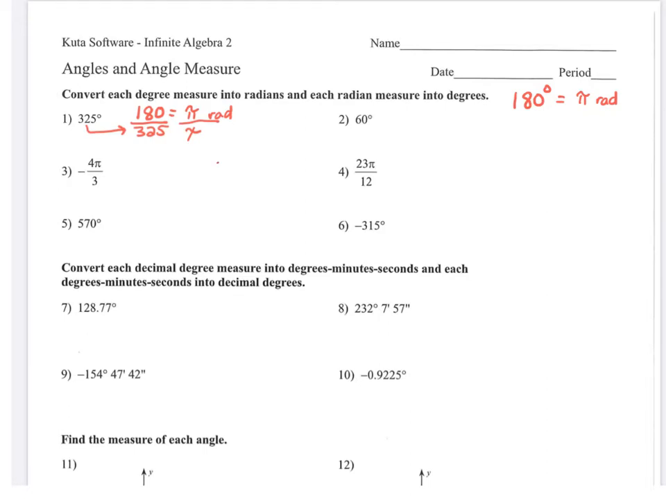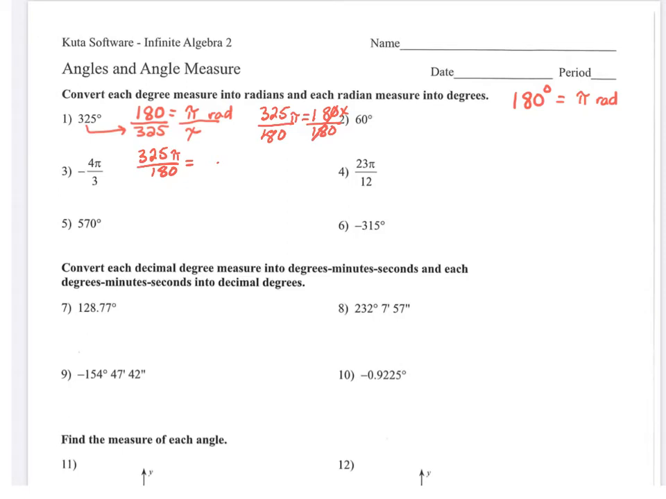So I'll do this right here. 325 times pi equals 180 times x. To solve this for x, we divide by 180 on both sides, and we get x equals 325 pi over 180. Well, that can be simplified. We can do that by dividing first by 5 maybe, just to break down, because we want it in terms of pi.